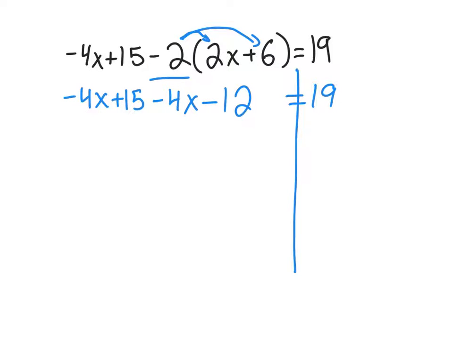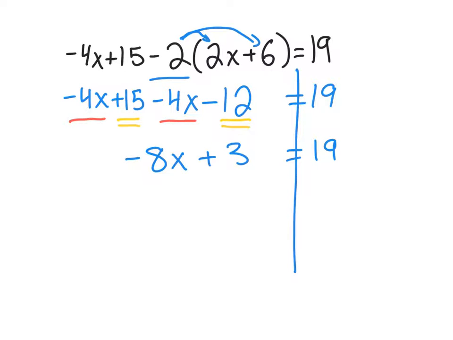Then we want to look for what we call like terms. We can put these together because they both have x's to give us -8x. Then we can put these together because they're both simply numbers. So we get 15 minus 12 is 3. And we keep the plus or equals 19.